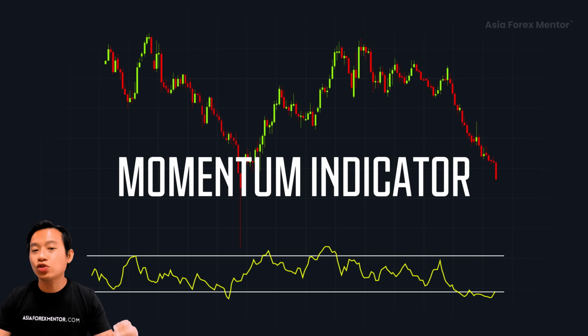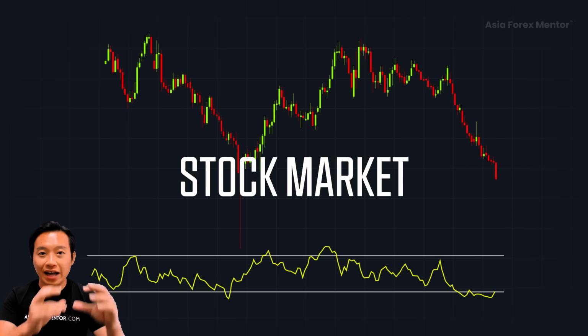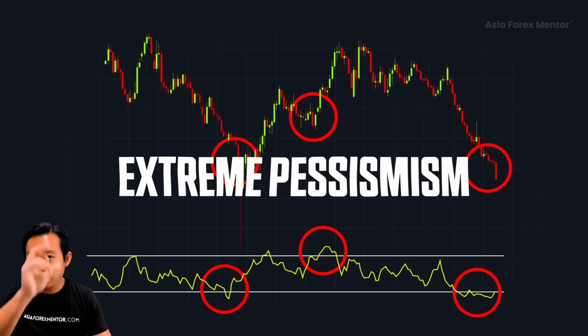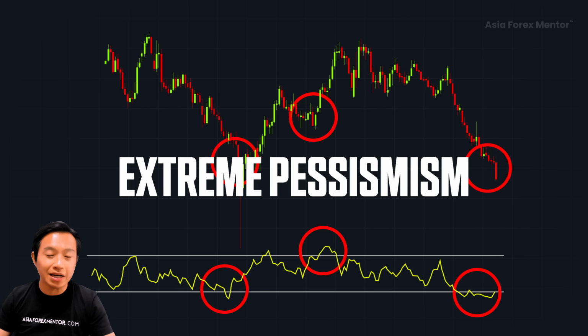So that's where you want to use it on the other vehicles that we talked about, for example, the stock market. That's where the RSI is effective to identify all these periods whereby there's pessimism, extreme pessimism, for you to time the entries to be aligned with the bigger market itself.